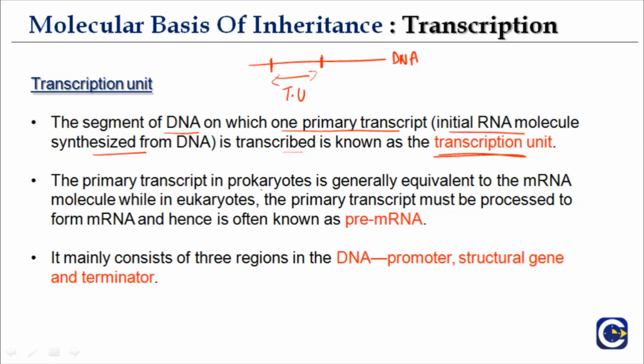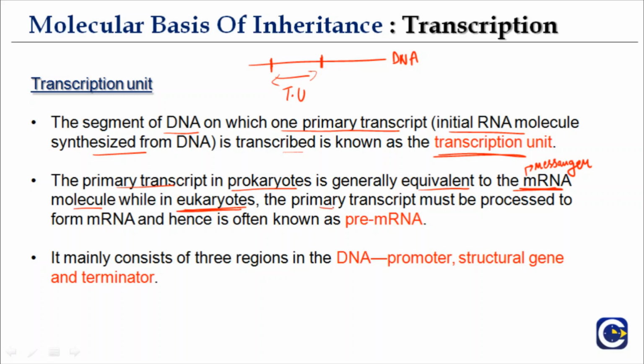The primary transcript in prokaryotes is generally equivalent to the mRNA, messenger RNA. You remember this, right? RNA is of 3 types, and the one that helps us is messenger RNA because it acts as a messenger between DNA and proteins. So the primary transcript formed in prokaryotes is equivalent to the mRNA molecule, while in eukaryotes, things are always a bit more complex.